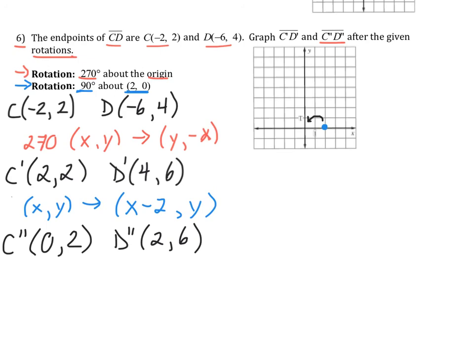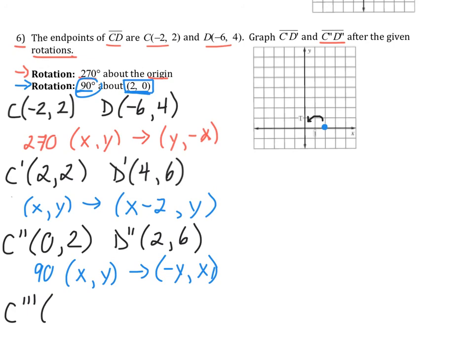So I've successfully moved my center of rotation to the origin. Now what I want to do is rotate 90. So my rule to rotate 90 is going to be negative y, x. So now I got to come up with my new coordinates. So these are going to be my triple prime. So now it's going to become negative 2, 0. And D triple prime is going to be at negative 6, 2.